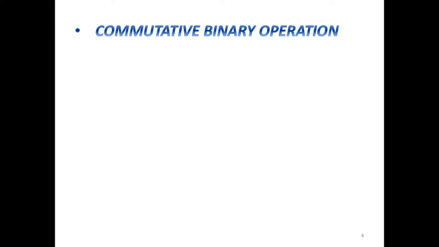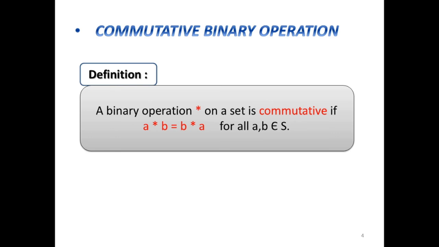Next, commutative binary operation. You already know what we mean by commutative. Commutative means a star b equal to b star a. So a binary operation star on a set is commutative if a star b equals b star a for all a, b element of S. That's important, for all a, b element of S.